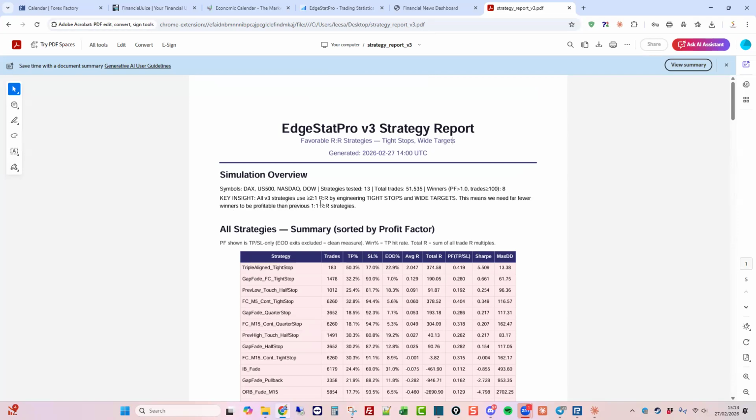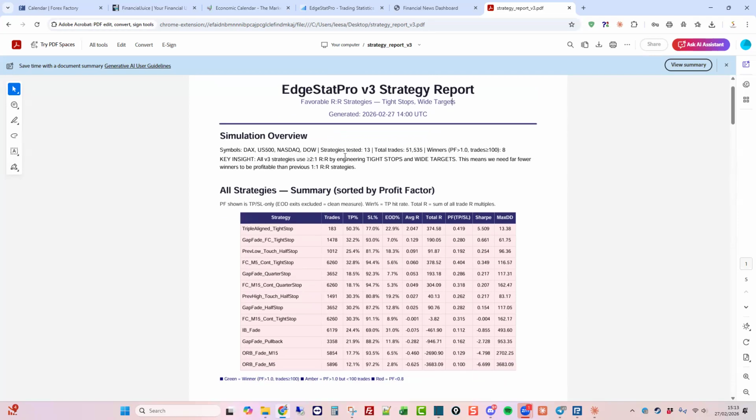All these strategies use a 2-to-1 risk reward ratio by engineering tight stops and wide targets. This means we need far fewer winners to be profitable. He's just back tested 13 strategies with 51,000 trades. Winners have to have a profit factor of 1 with a minimum of 100 trades, which is what I was saying earlier. We've got to have a good data set to make it robust. And he's obviously done all those indices.